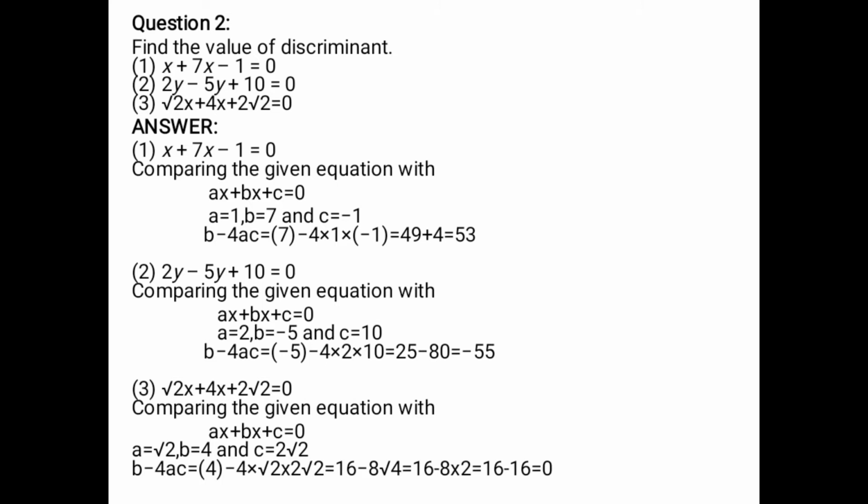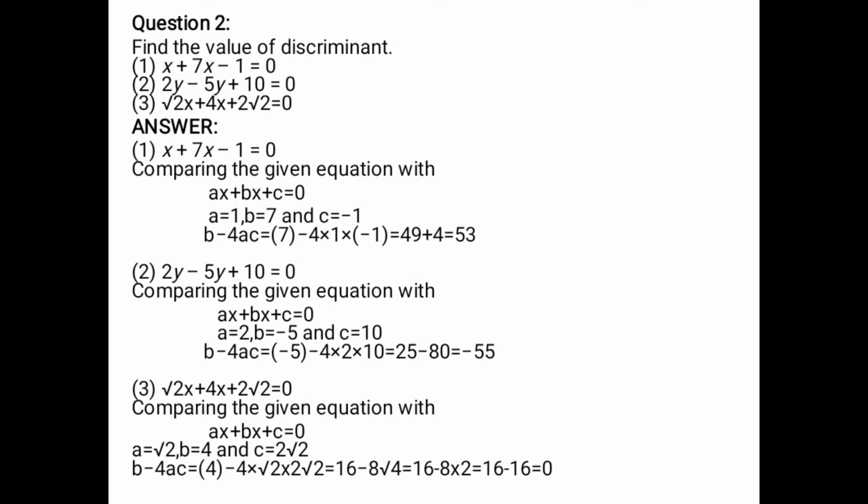Compare the given equation with ax square plus bx plus c is equal to 0. a is equal to 1, b is equal to 7 and c is equal to minus 1. Then b square minus 4ac is equal to 7 square minus 4 into 1 into minus 1. 7 square is 49 plus, minus into minus is plus, 4 ones are 4. Then the answer is 53.